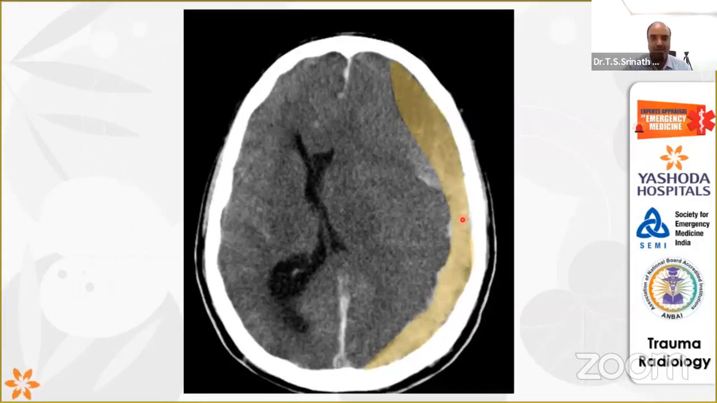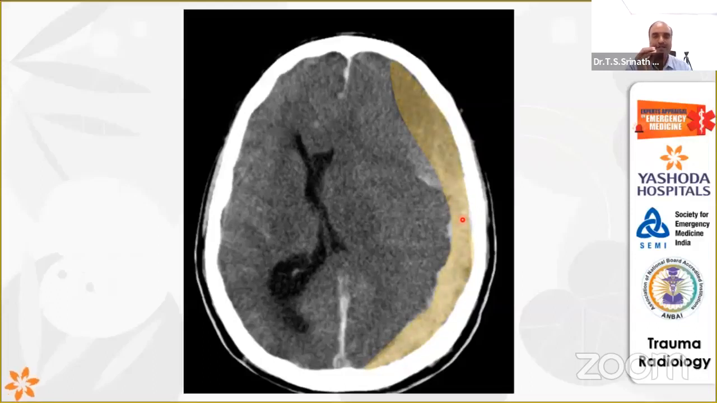So what is here? EDH is over, SDH is over, SAH is over. Very good. IVH, intraventricular hemorrhage, and this is also a cautious thing. So these are the things you are very good at seeing. That is the way we have to be careful.